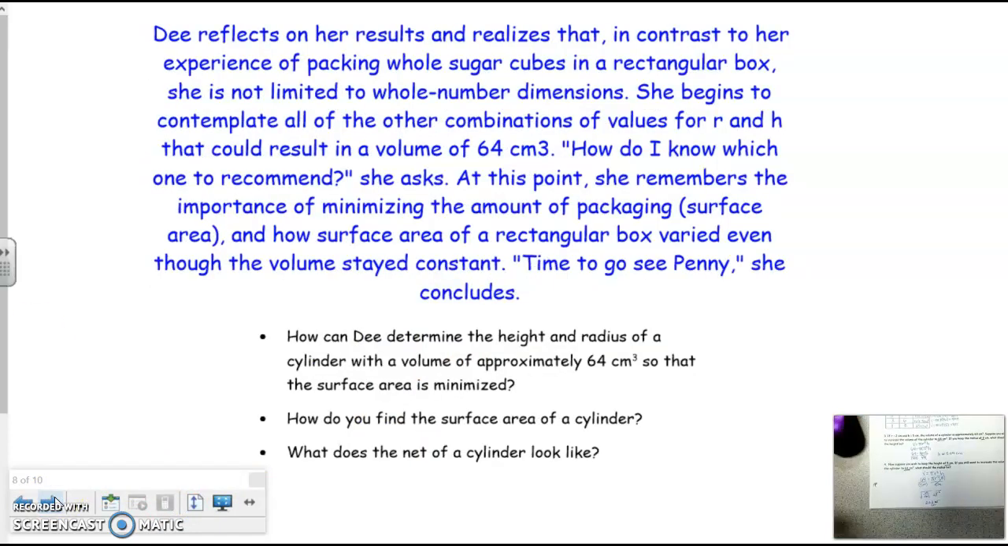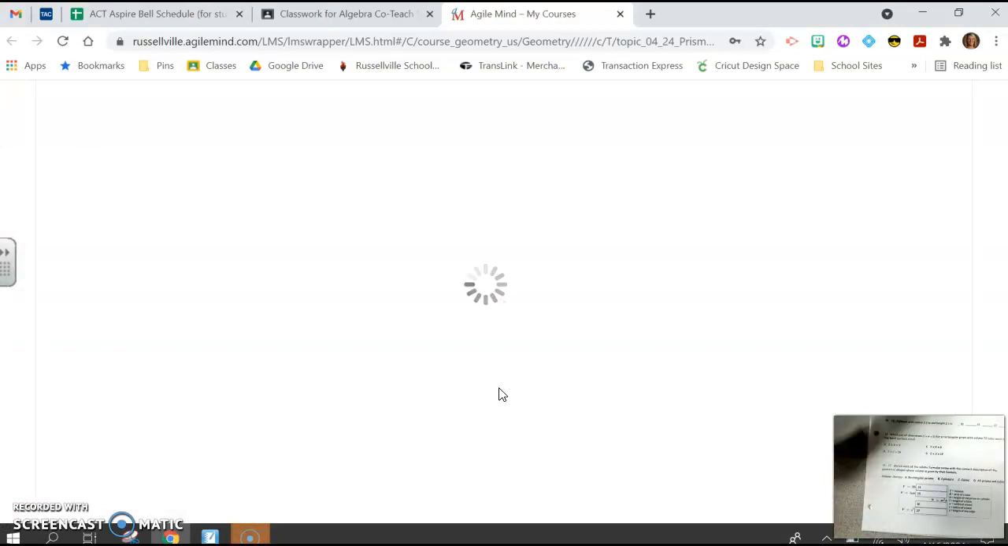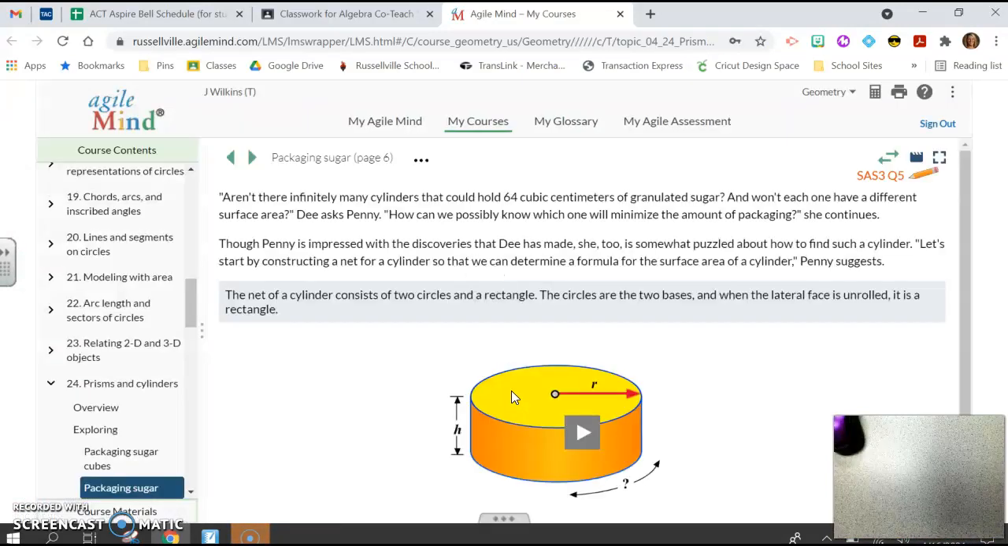So then, now that she's figured out the volume, and to get the volume exactly at what she, or as close as she can get it, then she's got to start thinking about the packaging, and that would be the surface area. So then she says it's time to go see Penny, and she's got to figure out first how to calculate the surface area of a cylinder. To do that, we're going to look at the net of it, and then how could she minimize it? So let's look at what the net looks like for the cylinder and come up with our formula.